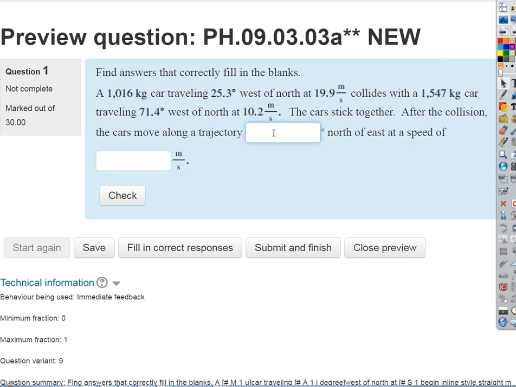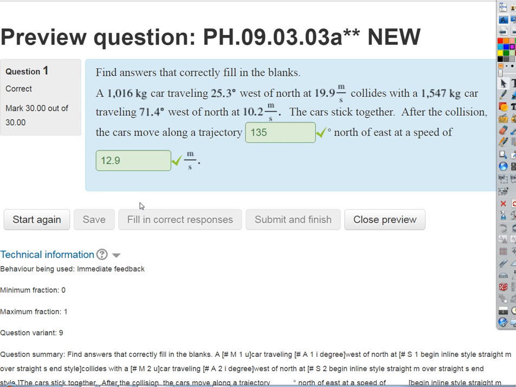So we said 135 and 12.9. Nice. Works. Okay, makes sense? Grab a Chromebook and do that.